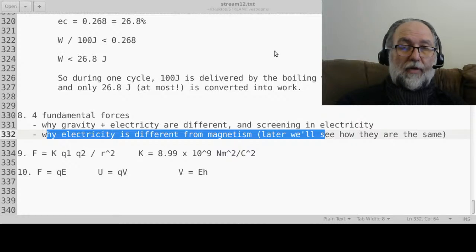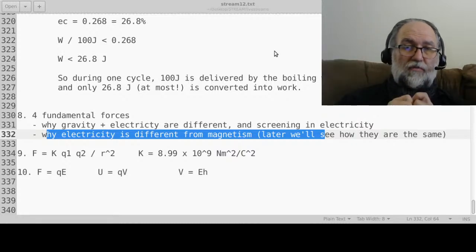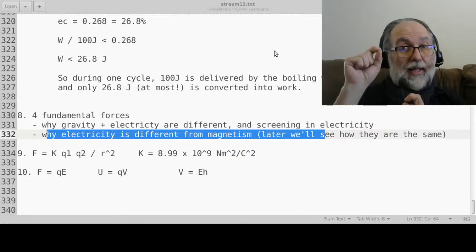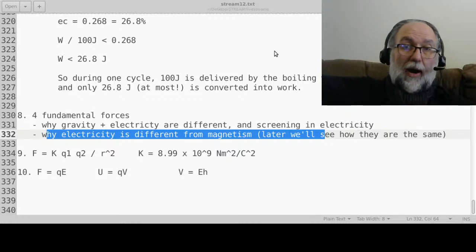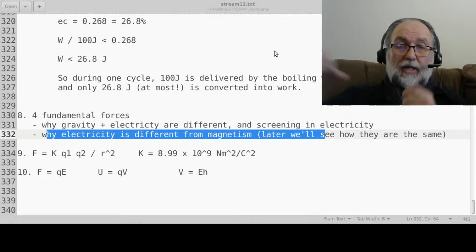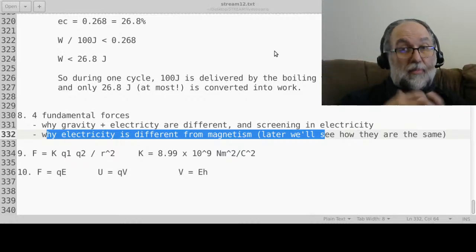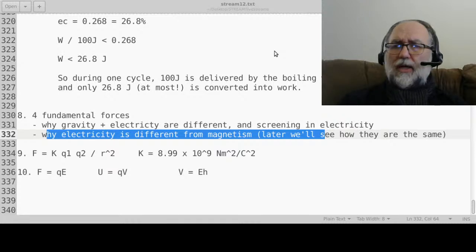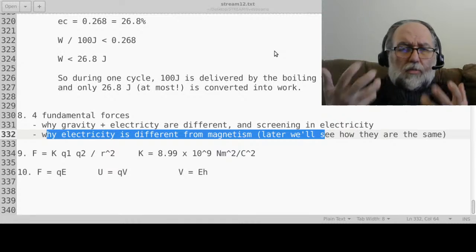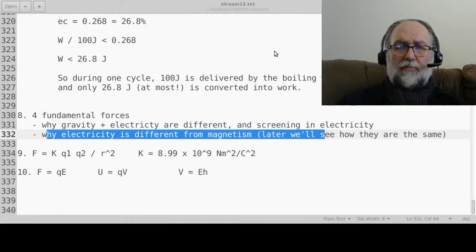And also, if you have like charges, you can separate them. So if you have a helium atom, you've got an electron and a proton, you can split them apart. You can pull the electron off, and you can have a bare proton and a bare electron. It'd be hard to do, but you could do it. But you can never separate north and south. You say, well, what do you mean by that? What do you mean you can't separate them?